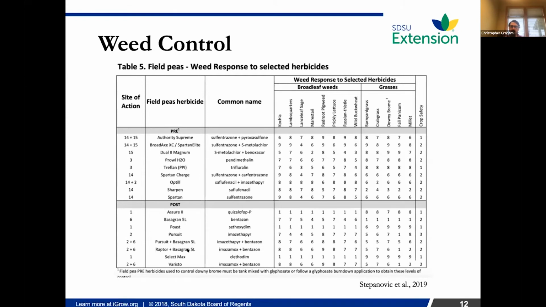Raptor is a big one. That's imazamox, which is the same thing as Beyond. So if you're familiar with Clearfield wheat or Clearfield sunflowers, Beyond and Raptor are the exact same thing. But it's always applied at this point, and it's always recommended to apply it with Basagran, and you do get some broad spectrum control. Then you have others like clethodim, which is Select, or Poast, which have no control on broadleaves, but do a fairly good job with your grass control.